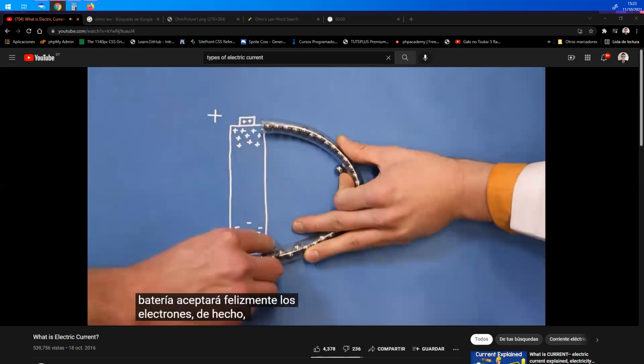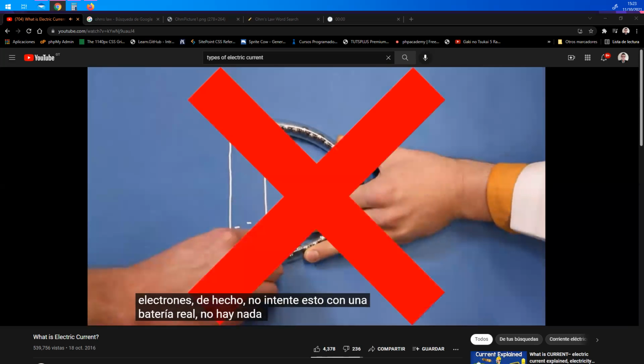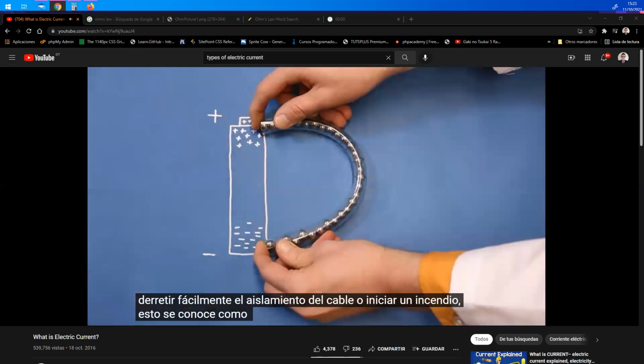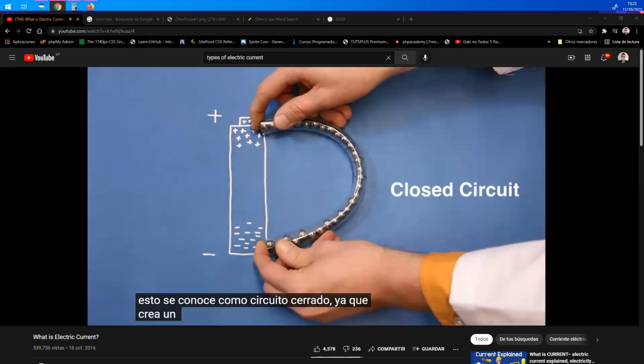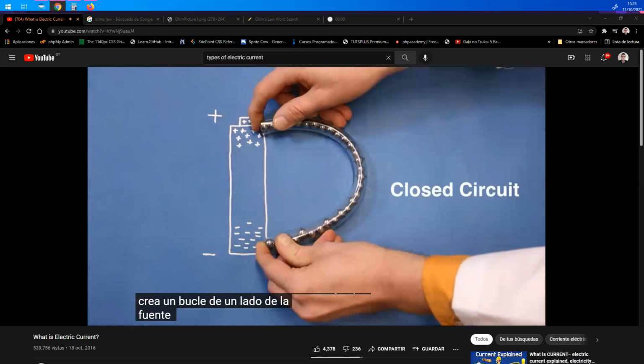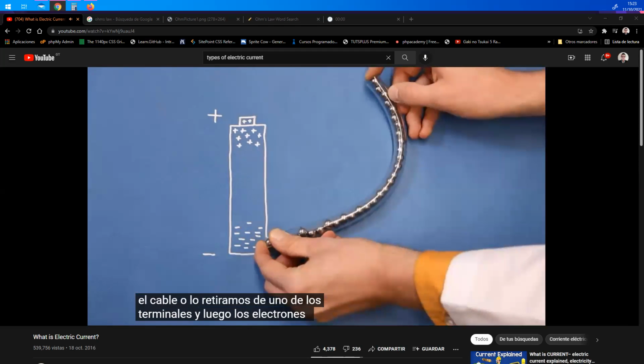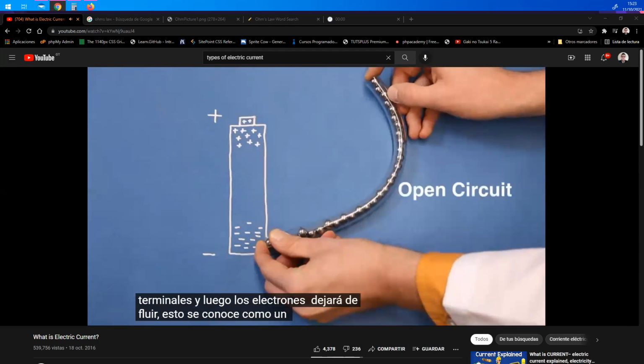In fact, don't try this with a real battery. There is nothing slowing down or restricting the flow of electrons, which results in tremendous amounts of energy being transformed into heat in the wire, and this could easily melt the wire insulation or start a fire. This is known as a closed circuit, as it creates a loop from one side of the energy source to the other. If we break the wire or remove it from one of the terminals, then the electrons will stop flowing. This is known as an open circuit.